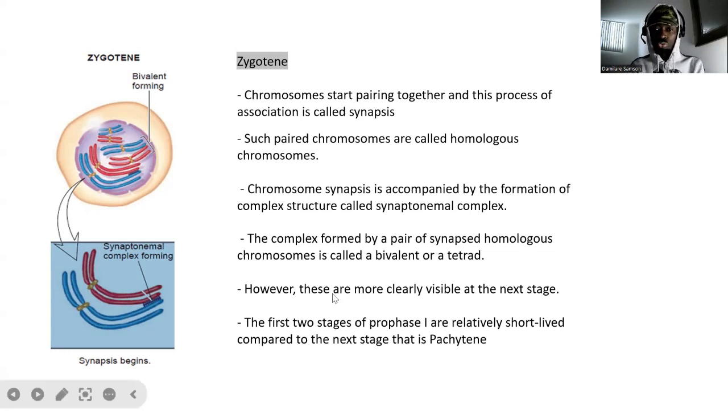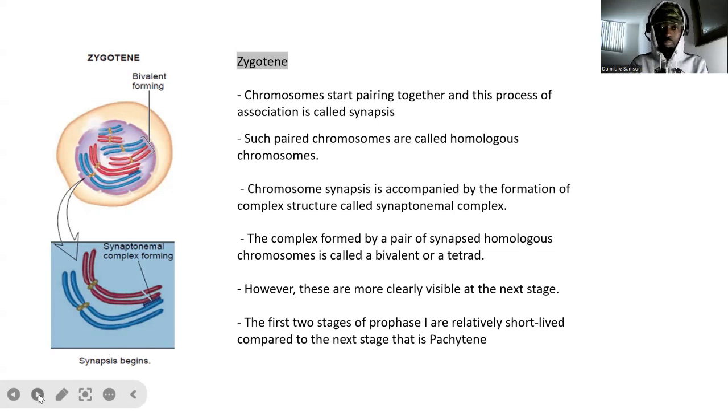However, these are more clearly visible at the next stage. So this process, you might not see it very well. It might not be very clear under zygotene, but when you get to the next stage, it becomes clearer because you can see the processes taking place clearly. Now, the first two stages of prophase 1 are relatively short-lived compared to the next stage, which is what?